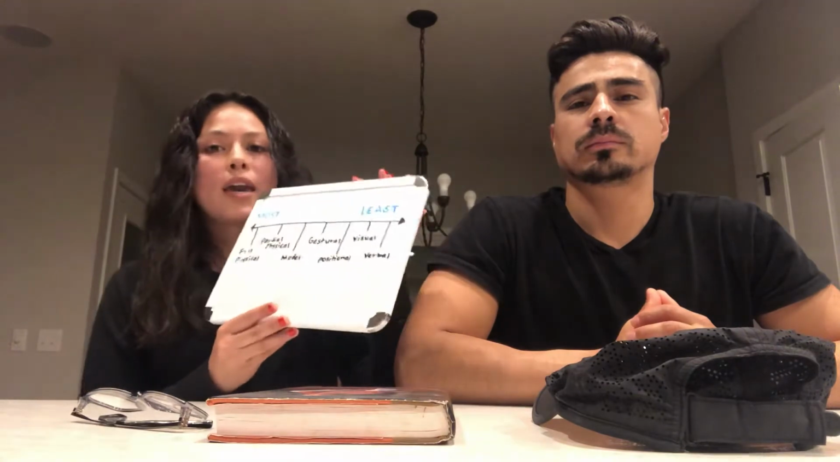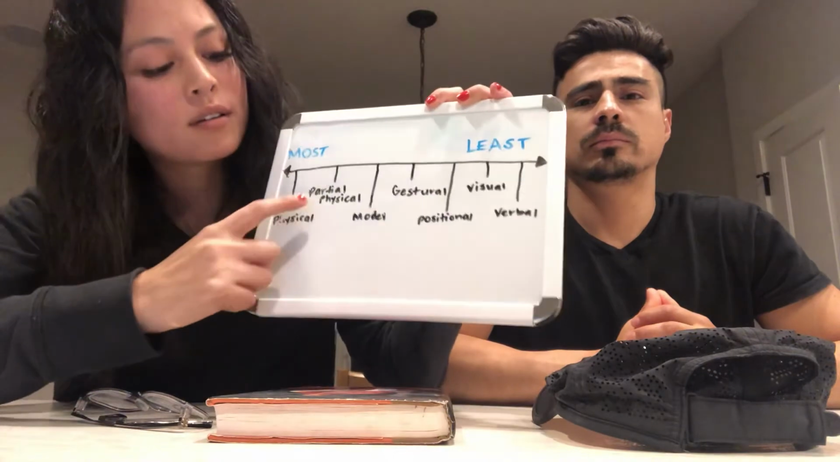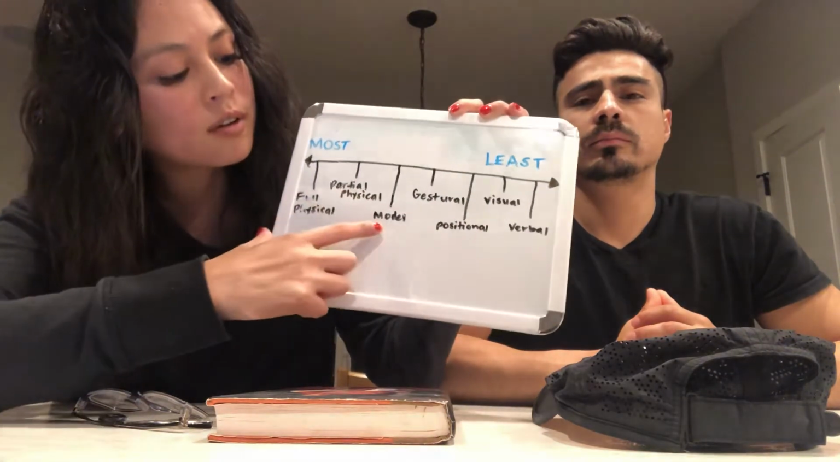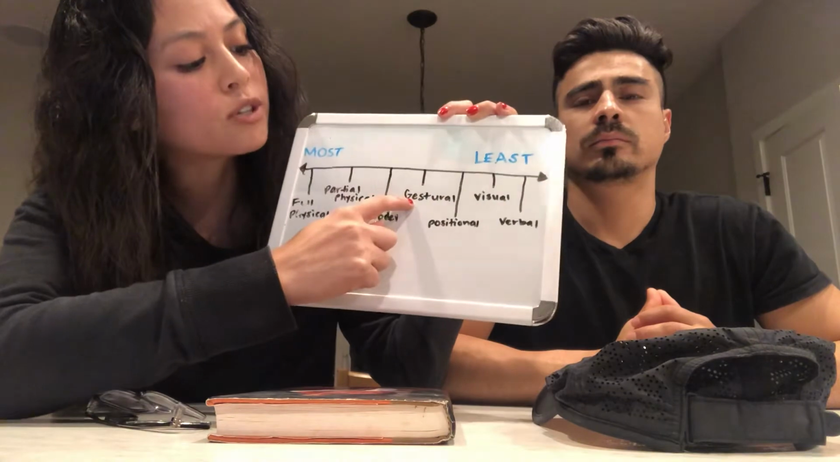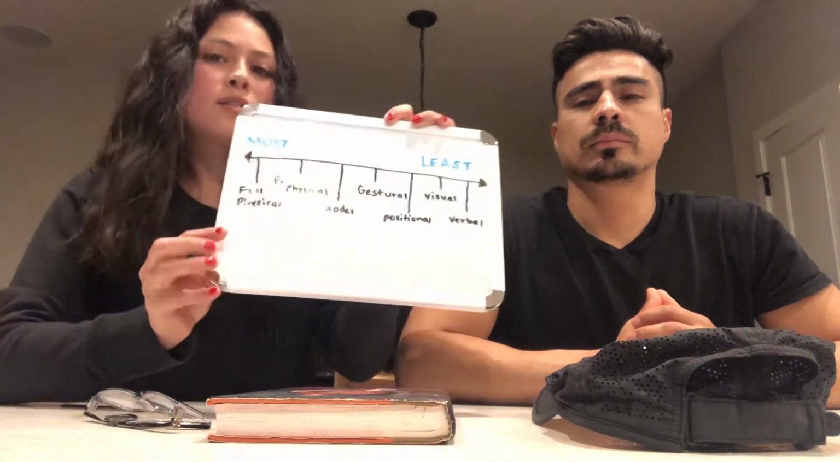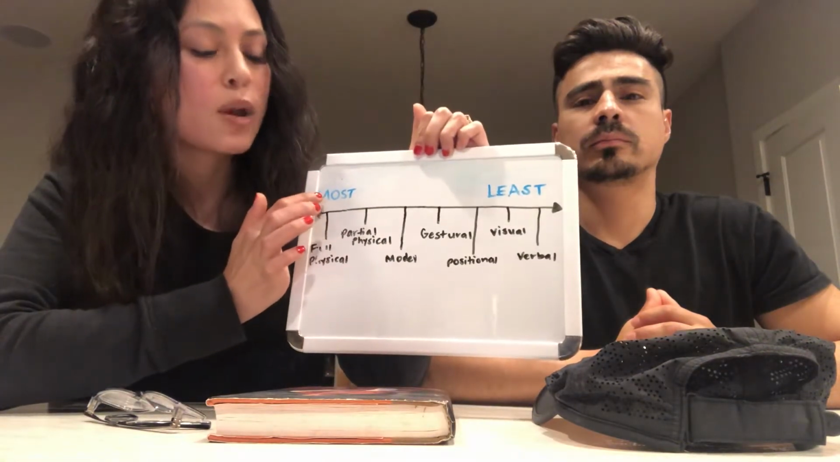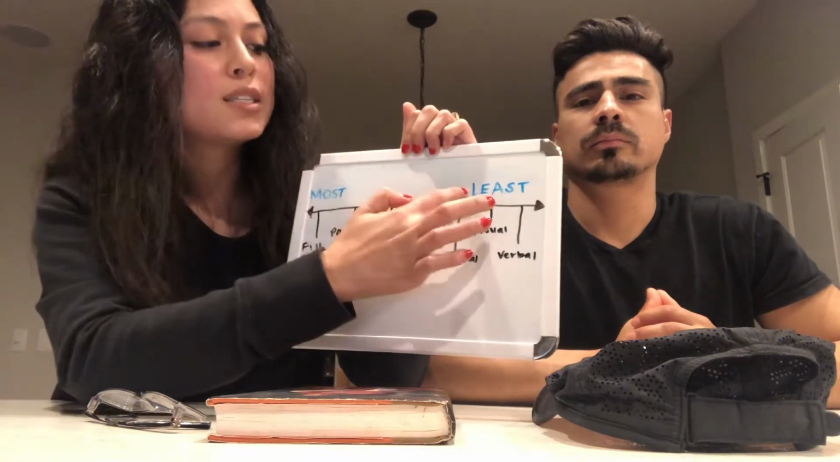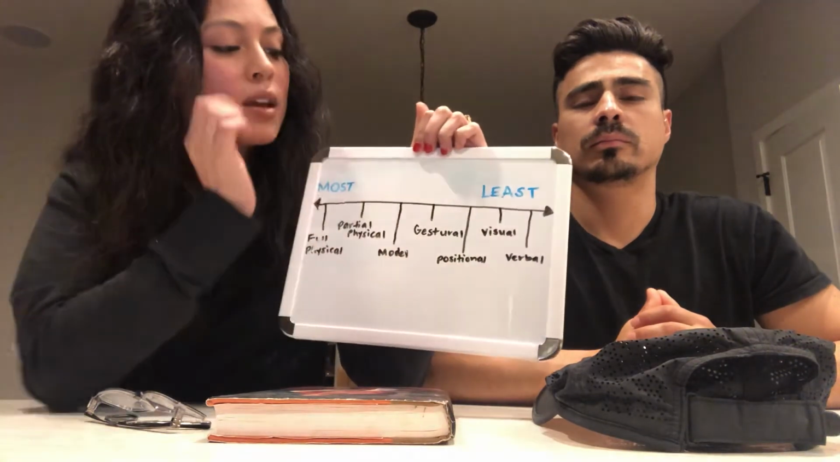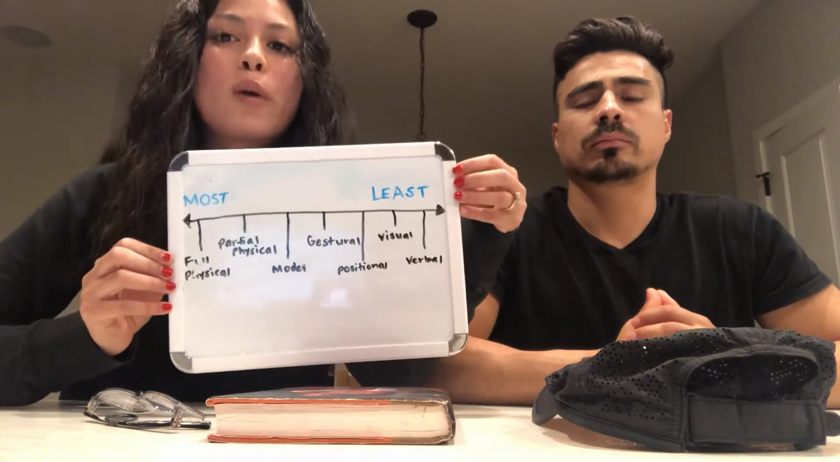So I'm going to start by talking about the different prompt levels: full physical, partial physical, model, gestural, positional, visual, and verbal. I'm going to demonstrate them by going from most to least assistance, and then later when I'm done demonstrating them, I'm going to explain when to use which one.